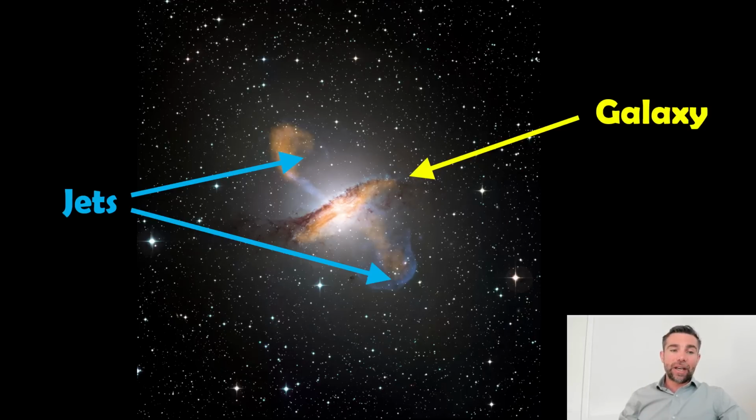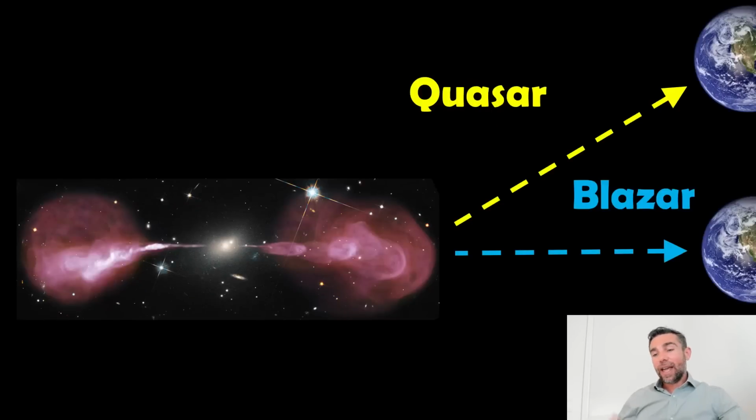And this is another image here where you've got the jets and another galaxy edge on, and you can see those jets that are emanating perpendicular to the actual galaxy plane as well. So we then have quasars and blazars. Now, blazars are when those jets are directed straight at Earth. So if we look at one of these supermassive black holes emitting these jets, the jet's coming directly at us.